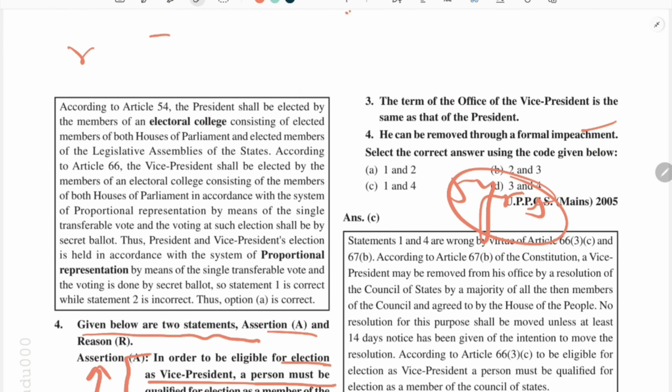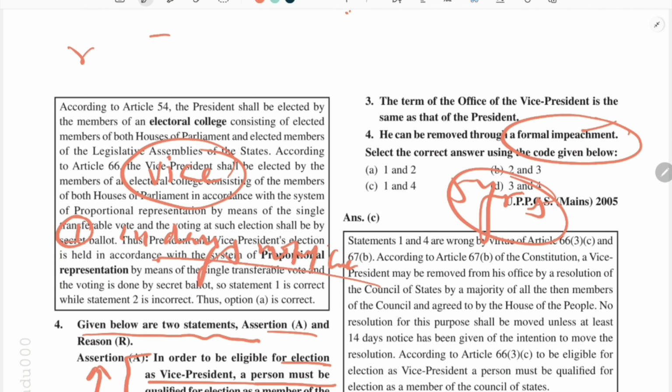There is no such word written in the constitution that the vice president is removed through a formal impeachment. Impeachment is only for the president. For the removal of the vice president, there is a certain procedure which has been devised in the constitution. First of all, a 14 days notice has to be given to the vice president that his removal is under consideration. So he has to be informed 14 days before. He has to be given a notice.